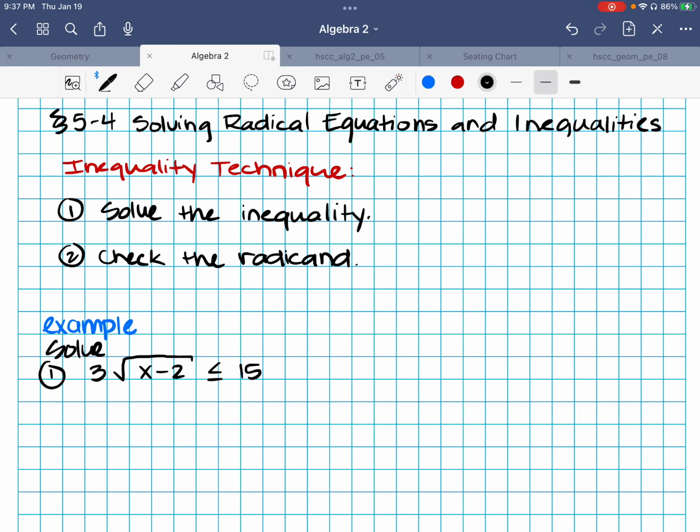When I say check the radicand, what I mean is that the radicand in some circumstances has limitations. So when it's a square root, the radicand must be greater than or equal to 0. And we'll get back to that when we see some example questions. All right, so let's just jump straight into it.